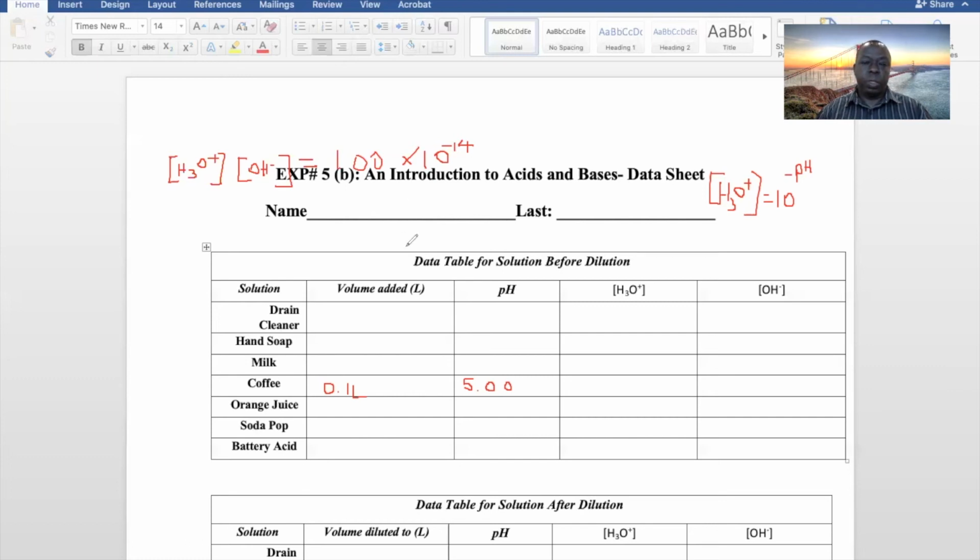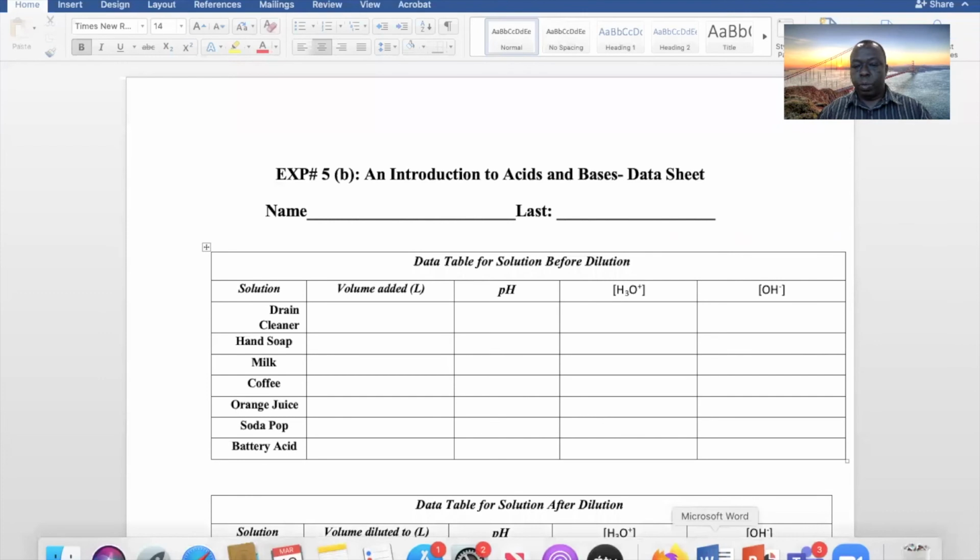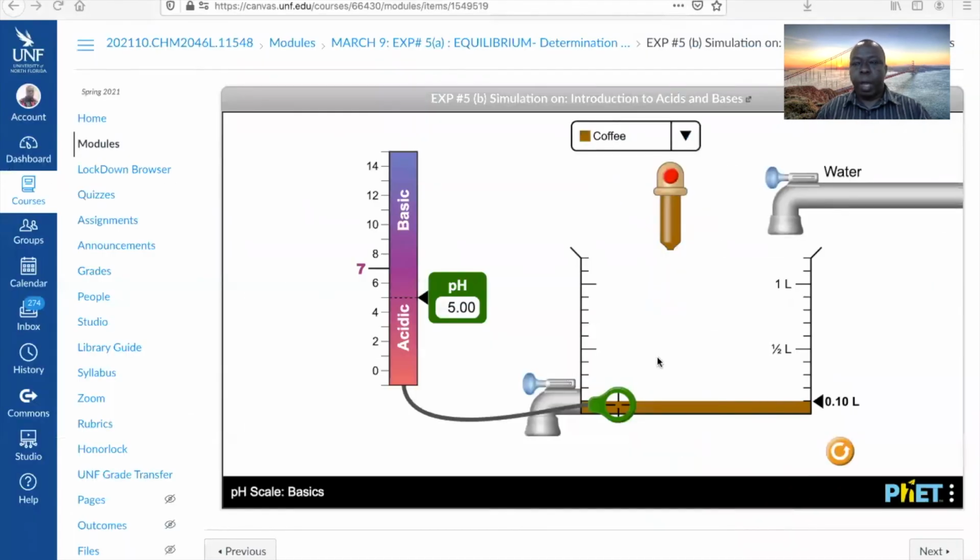What I want you to do is only do what you are given on the data sheet, all right? So here is the part after the dilution, where you'll have to add 0.9. I should have done that. So let me just clear this and then exit right here. And we will see what happens when you dilute now with 0.9 liters of H2O.